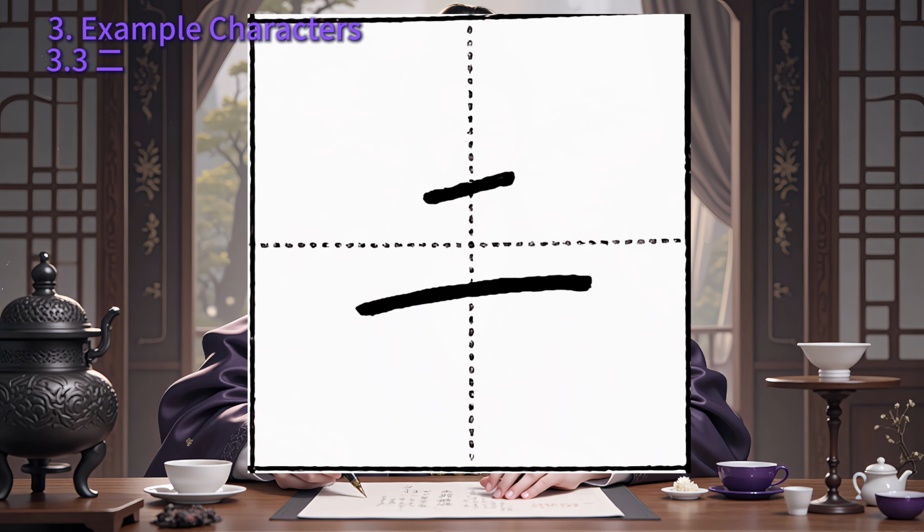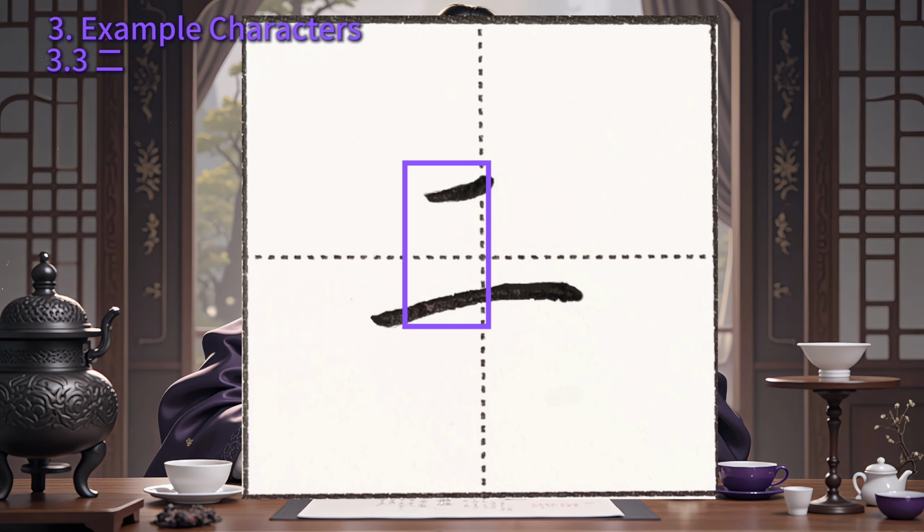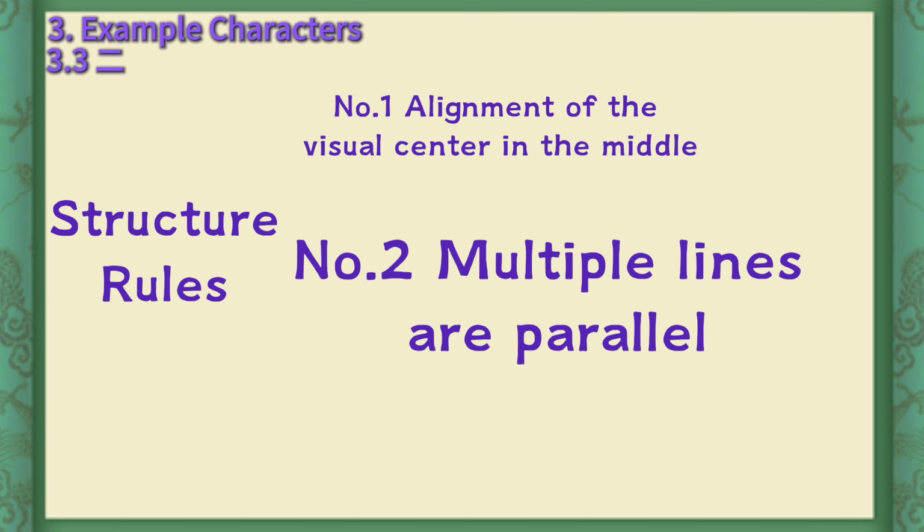Let me write er like this or this. This character is kind of crooked and lopsided. The left part is too heavy, but the other side is too light and empty. It looks unbalanced. Rule number 2. Multiple lines are parallel.